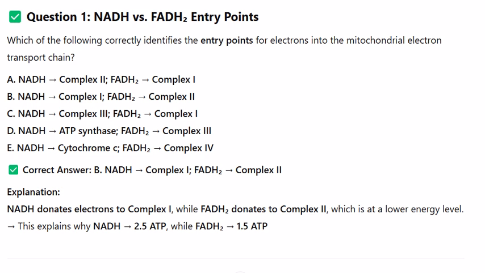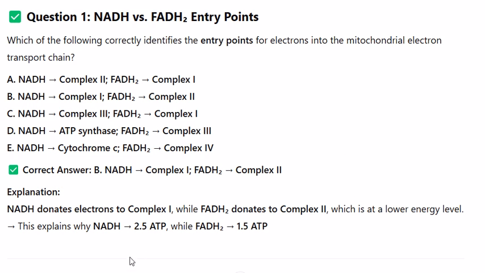Question 1. NADH versus FADH2 entry points. Which of the following correctly identifies the entry points for electrons into the mitochondrial electron transport chain? A. NADH complex 2, FADH2 complex 1. B. NADH complex 1, FADH2 complex 2. C. NADH complex 3, FADH2 complex 1. D. NADH ATP synthase, FADH2 complex 3. E. NADH cytochrome C. Correct answer B. NADH complex 1, FADH2 complex 2.